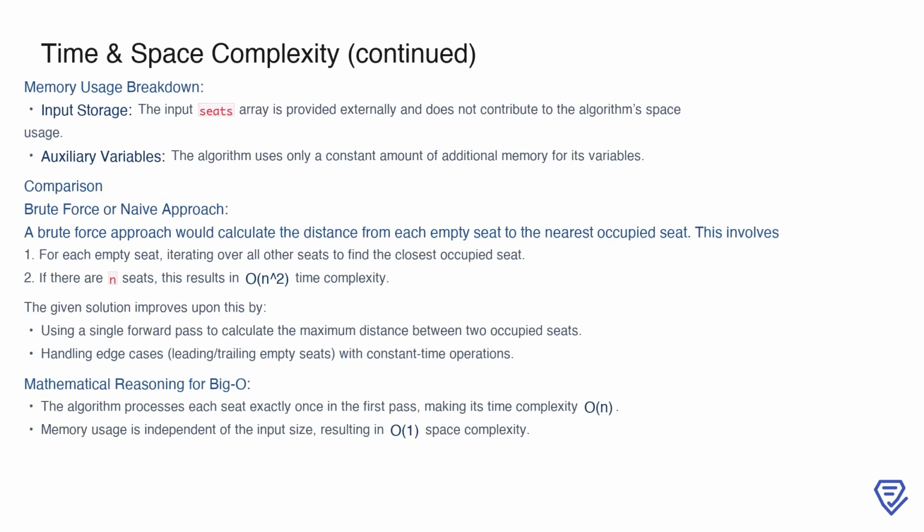Breaking down memory usage, the algorithm does not require additional space for processing the input. The seats array is provided externally and does not count toward the algorithm's space usage. The only memory overhead comes from a small number of auxiliary variables, which are constant in size. By comparison, a naive or brute force approach would involve iterating over every seat and calculating the distance to the nearest occupied seat for each empty one. This would result in a time complexity of O(n²) due to the nested iterations. The optimized solution avoids this inefficiency by performing a single forward pass and handling edge cases with constant time checks, reducing the time complexity to O(n), and keeping space usage at O(1).